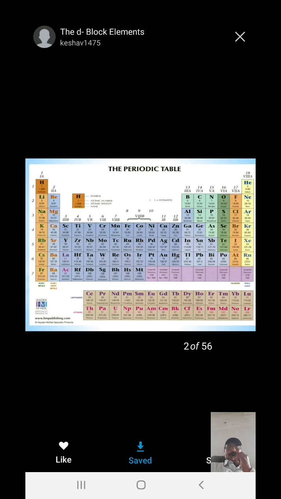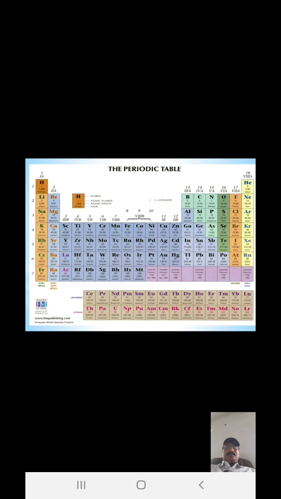Today our topic is d block elements. Elements are classified into four blocks: s block, p block, d block, and f block, based on the differentiating electron enters in which orbital. If the differentiating electron enters in s orbital, these are called s block elements.